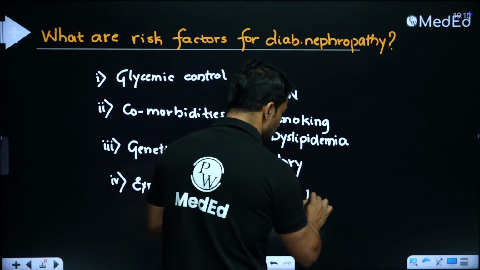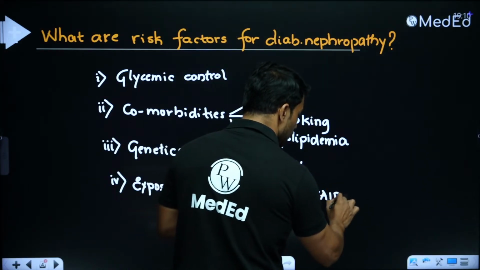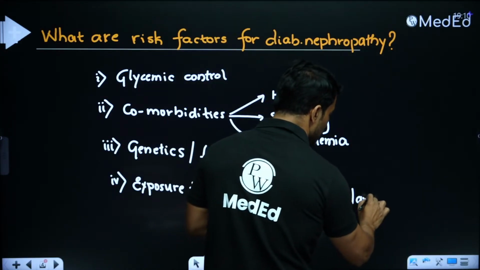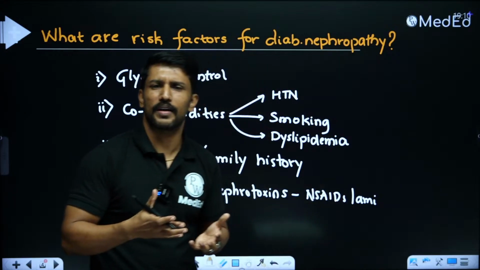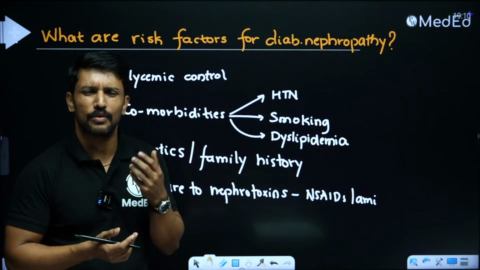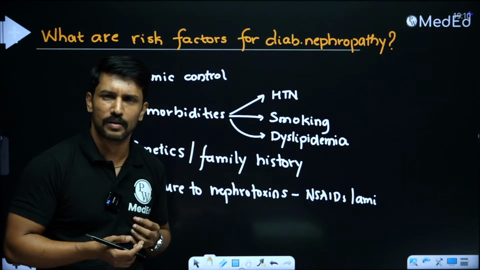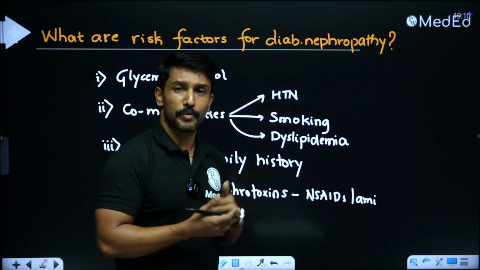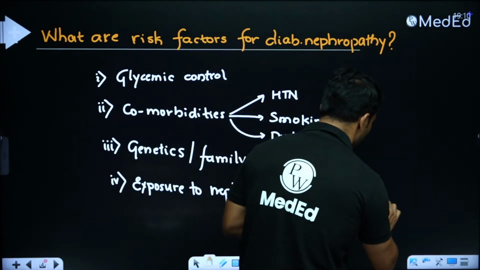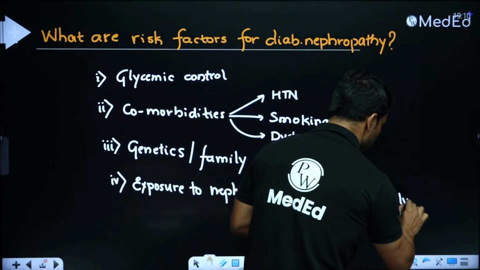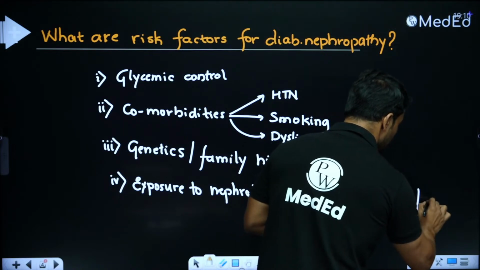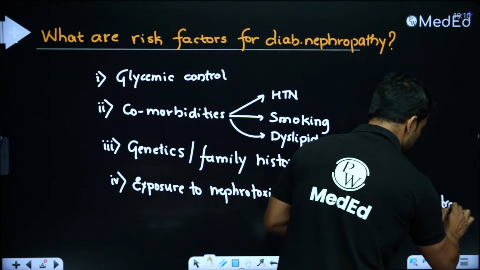So nephrotoxins like exposure to NSAIDs, aminoglycoside antibiotics, because see, again, one more complication of diabetes is that they repeatedly go through UTIs, and to treat UTIs many times we end up using antibiotics. Sometimes it is aminoglycosides as well, and we know that they are all nephrotoxic, right? So aminoglycosides, then contrast agents, these are all.